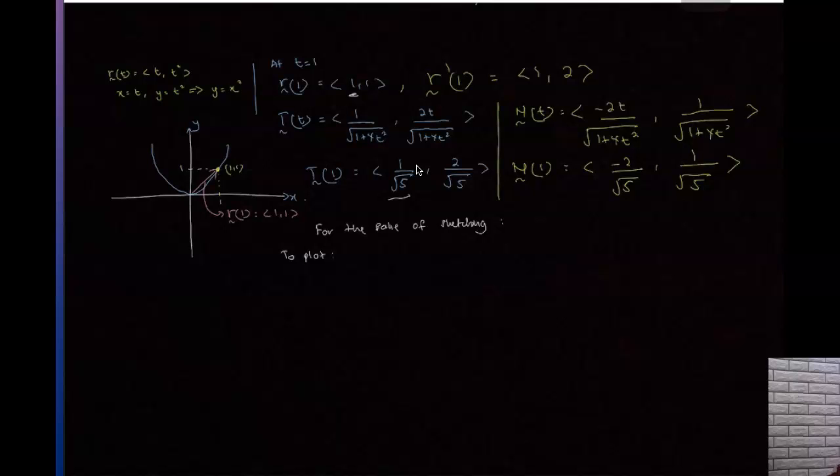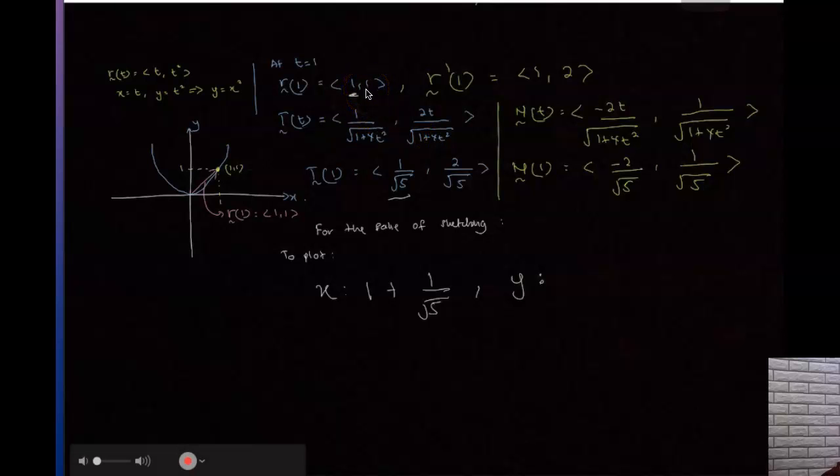So now for the component x, you have to add 1 plus 1 over square root 5. That's for x. And then for y, you got 1, so 1 plus 2 over square root 5. You have to add with this one.